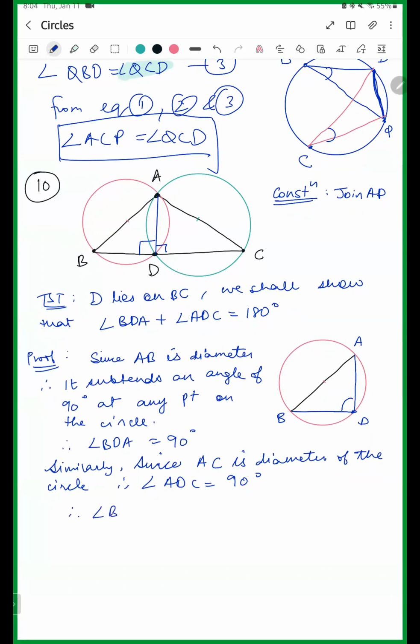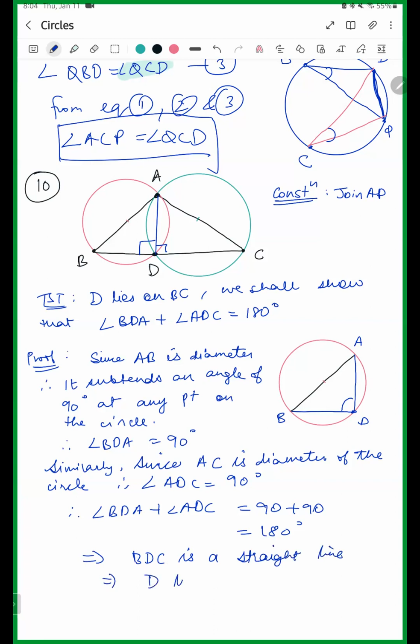Therefore, angle BDA plus angle ADC is what? 90 plus 90 is equal to 180 degrees. That implies BDC is a straight line. That implies D lies on BC. Done. Please write this quickly.